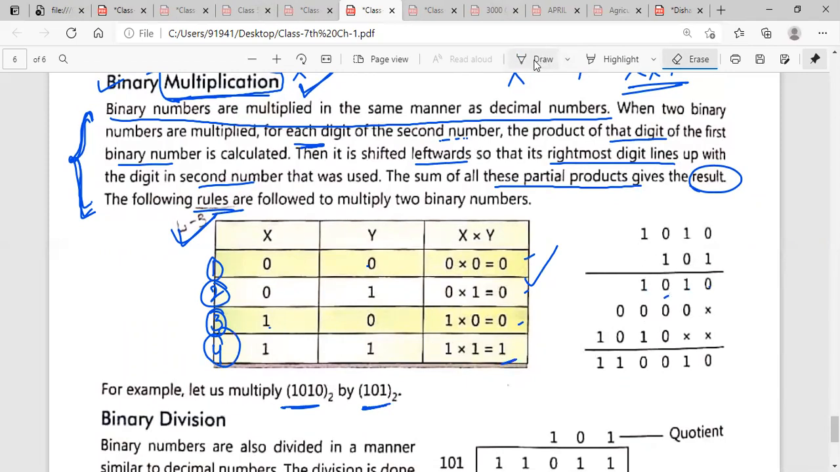Now we will do the multiplication with the second digit. Okay, now we write the cross here in case of multiplication. 0 multiply with 0 is 0, and 0 with 1 is again 0, and 0 with 0 again we will get 0, and 0 multiply with 1 is again 0. All we will get is 0 in this case.